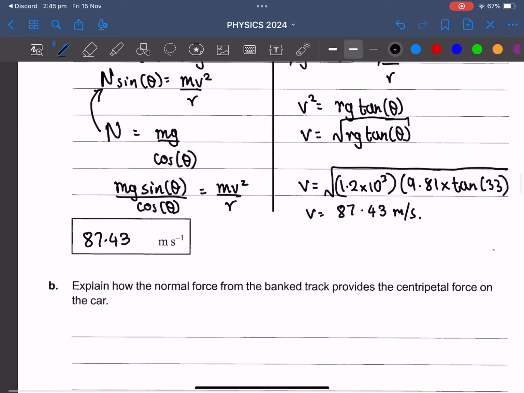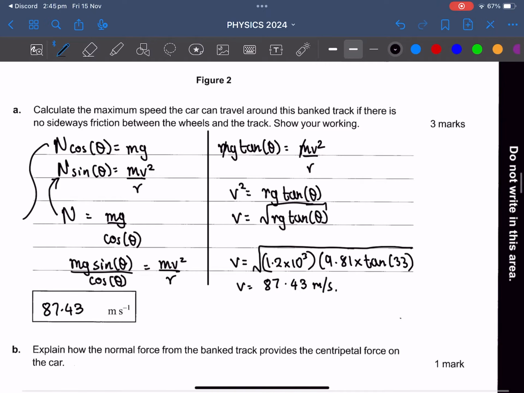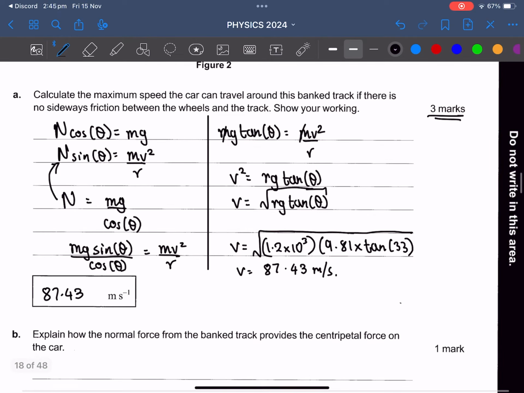The reason why I've done all of this deriving, because you already know about this formula, is because it's 3 marks over here. So I thought maybe it's better to do it than lose our marks for not showing enough working out.